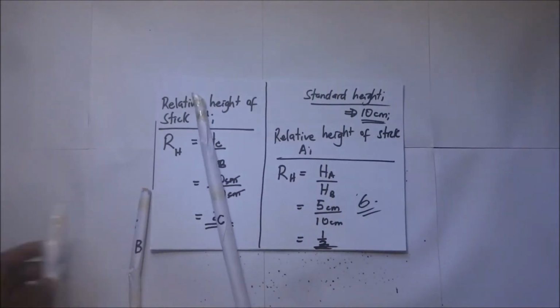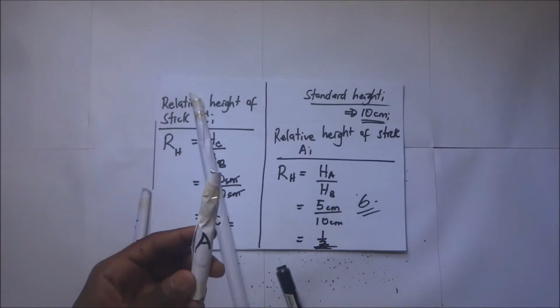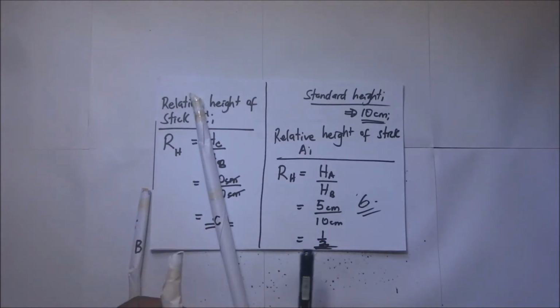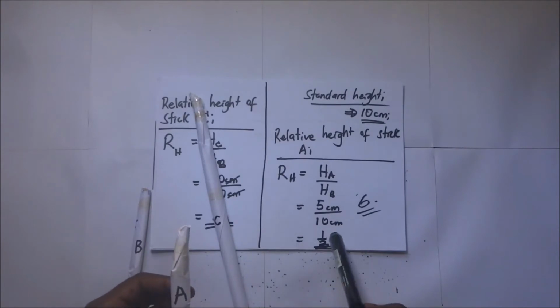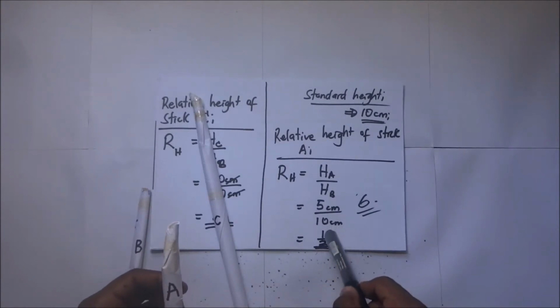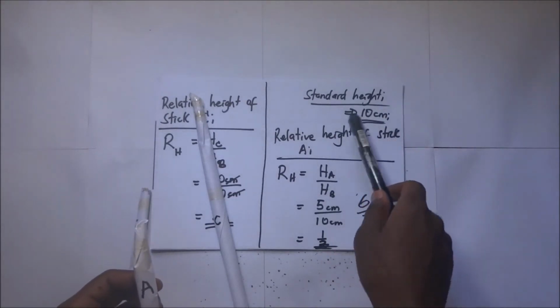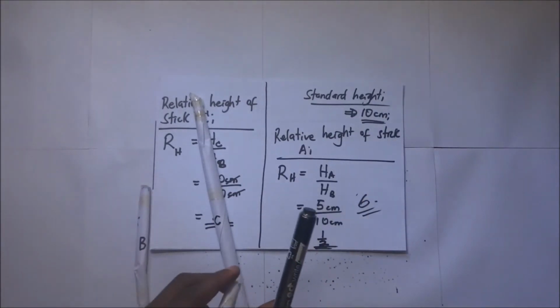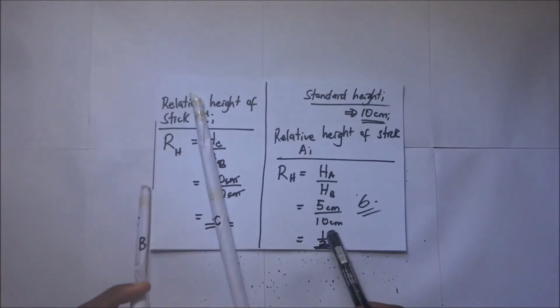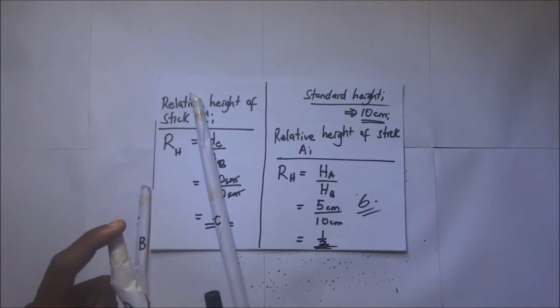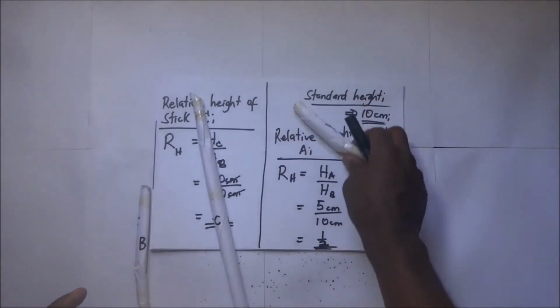Likewise, the relative height of this is a half, right? So if I want the height of A, and I know its relative height to be a half, it means that it is a half of the standard height that I had chosen, the standard stick. So if I need to find the height of this, I simply get a half, multiply that half by the standard height, and I'll be able to get the height of this stick.